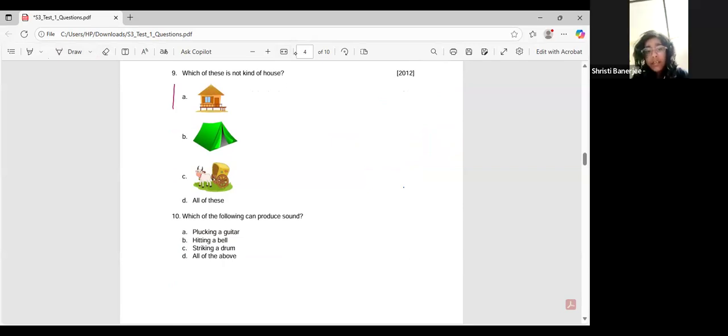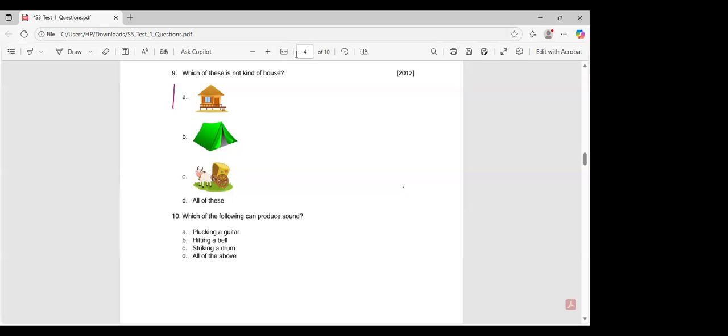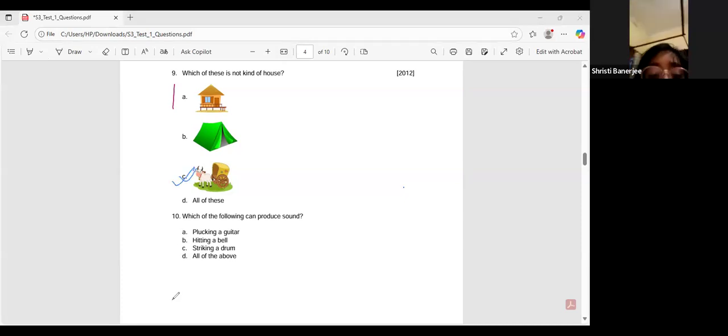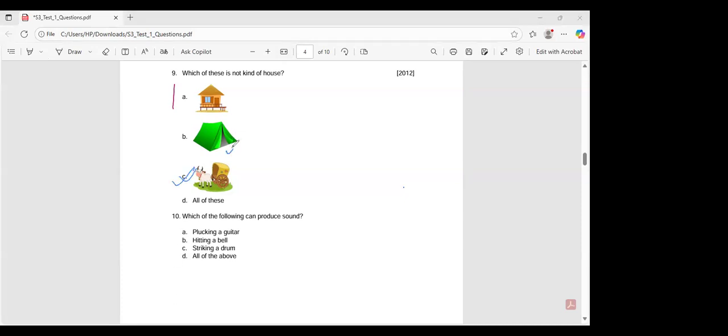Ma'am, C. Yes, it's a bullock cart, right? So you cannot say it as a house. Is that clear? Yes. This is a tent. Generally we can use this tent when we go for trekking or some outdoor activity. We use this tent as a home for staying for a few hours or a few days, right?